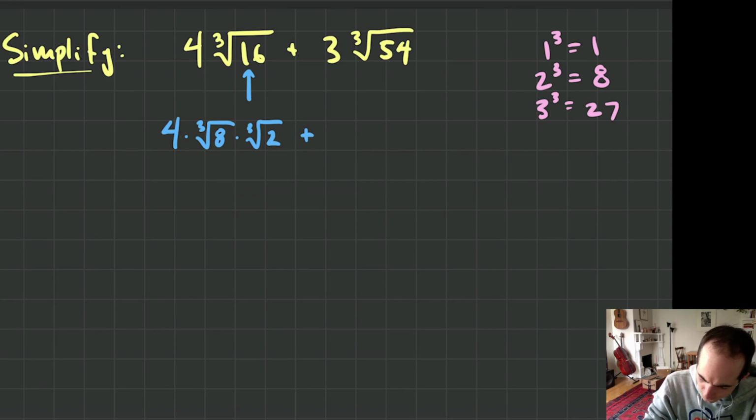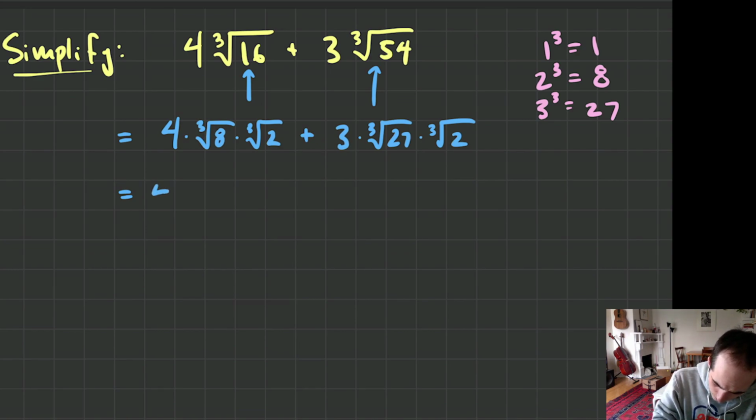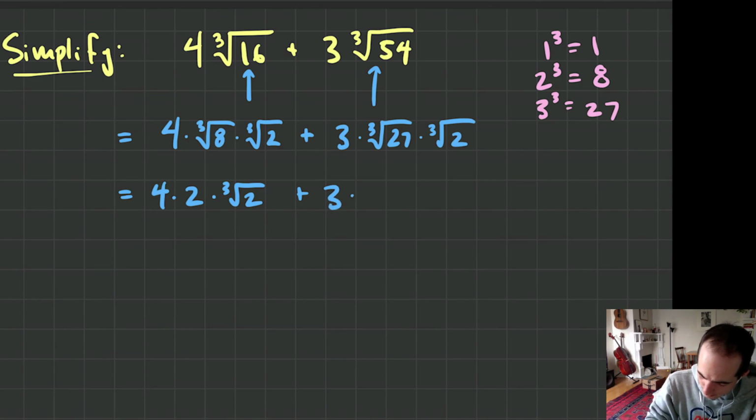And same with this one with 54. I've got 3 times, well, 27 is a factor of 54, so let's write the cube root of 27 times the cube root of 2, because 27 times 2 is 54, and this should be a cube root. Okay, so now let's simplify this even more. So this is, well, 4 times 2, right? Because the cube root of 8 is 2, times the cube root of 2, plus 3 times, well, the cube root of 27 is 3, and I'm left with the cube root of 2 left over.